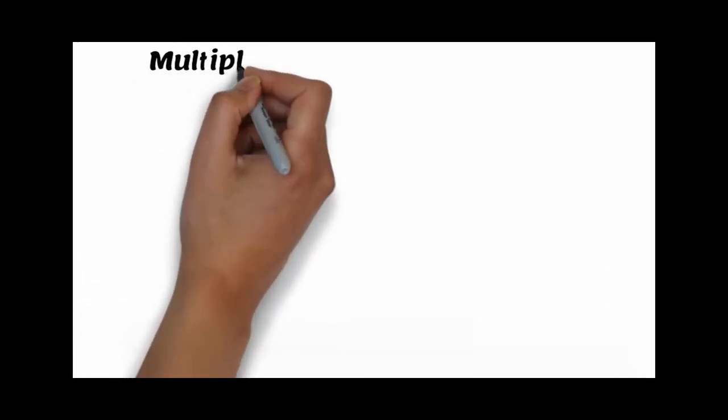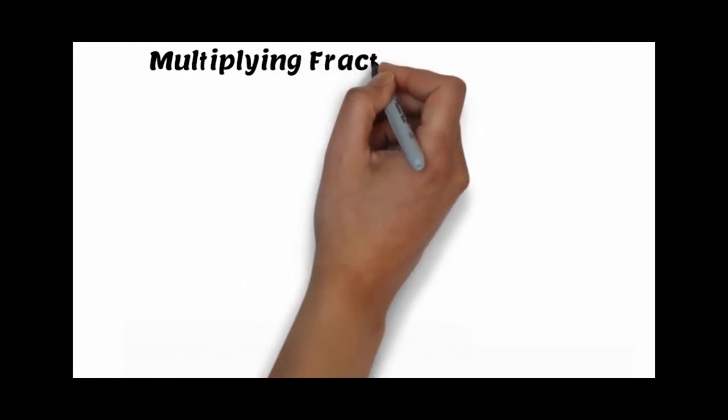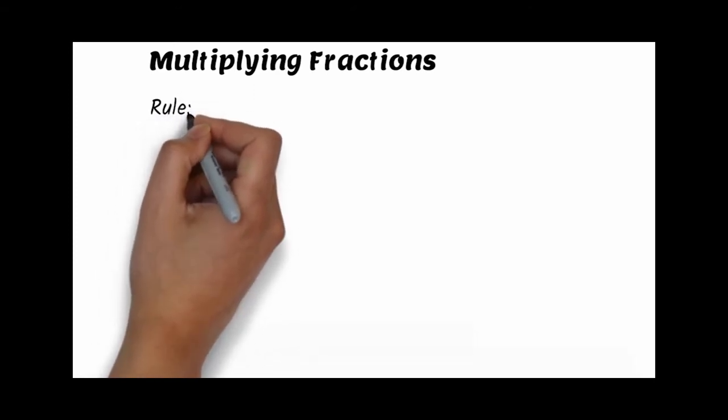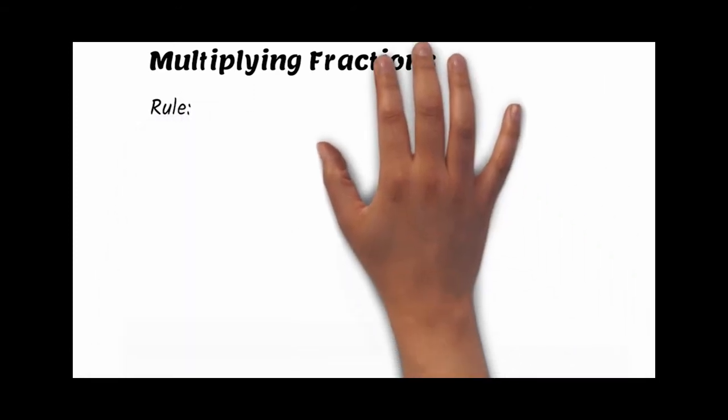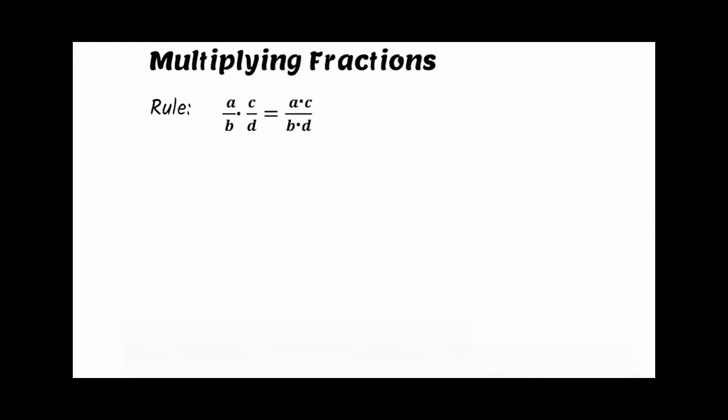Multiplying fractions. We're going to look at several rules in fraction multiplication. In our first rule, we're going to look at two fractions multiplied together. If I have a fraction a over b multiplied by another fraction c over d, then the resultant fraction's numerator is the product of the numerators in the left-hand side, which is a times c. And its denominator is the product of the denominators in the left-hand side, which is b times d. So the resulting fraction is a times c over b times d.